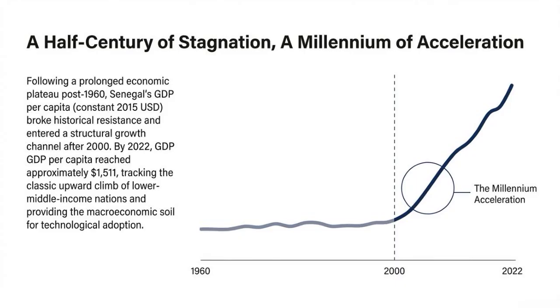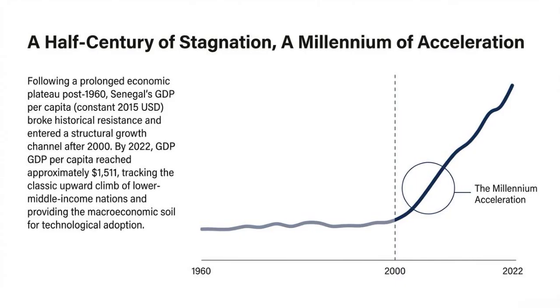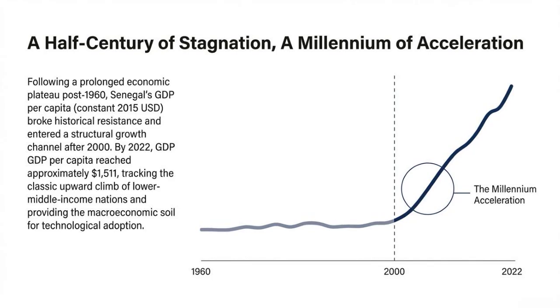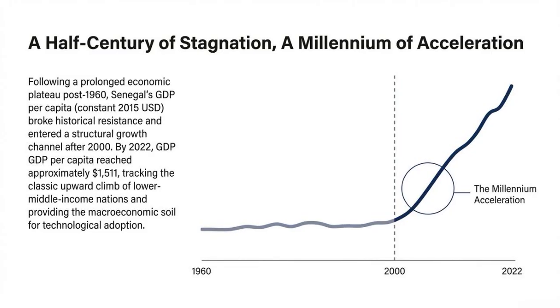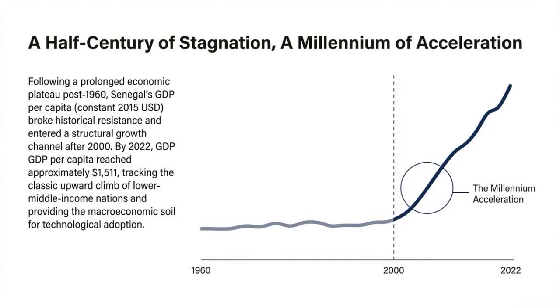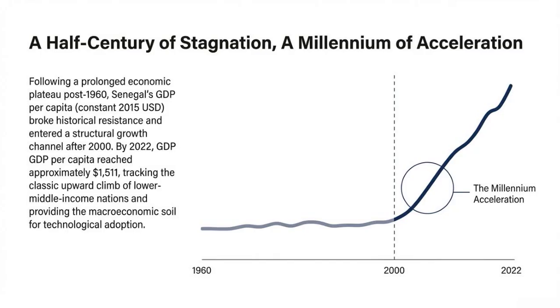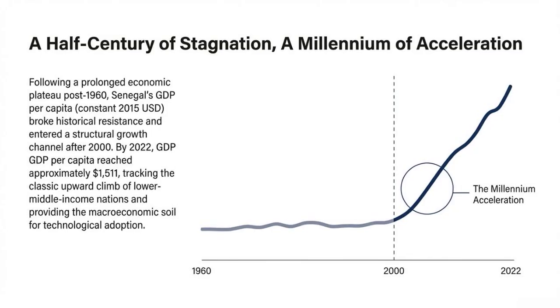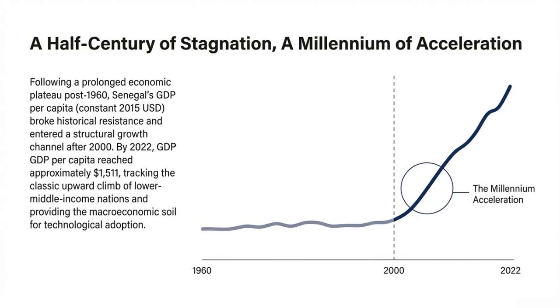But then something shifts. Right around the year 2000, the presentation shows this deep gray trend line suddenly hiking upward. It's a steep, sustained climb, right? Yeah, a very clear acceleration phase. By 2022, the GDP per capita reaches roughly $1,511. Which officially places them in the category of a lower middle income country. Exactly. It is a genuine, undeniable acceleration in wealth generation compared to the previous 40 years.